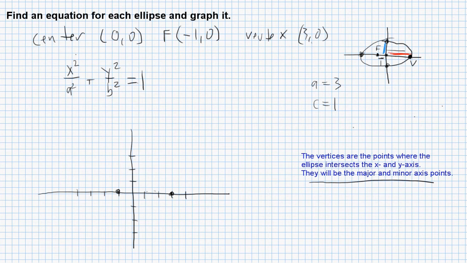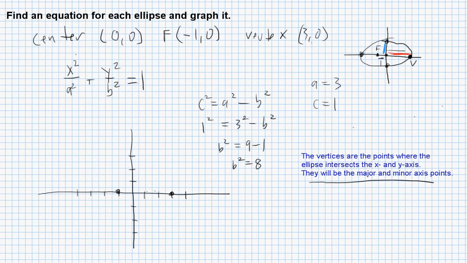Now, in order to calculate b, we're going to use our handy-dandy formula: c squared is equal to a squared minus b squared. So 1 squared will be equal to 3 squared minus b squared. Solving for b, we get b squared is equal to 9 minus 1, or b squared is equal to 8. Now we can immediately put those into the formula.